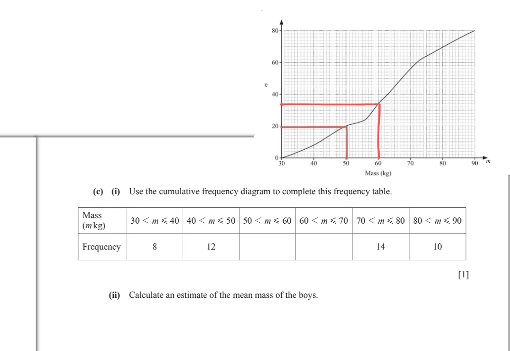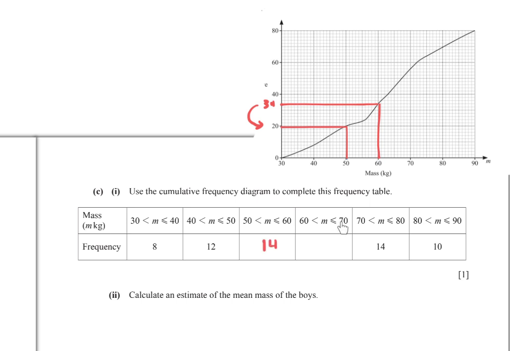3 squares before 40 and each square represents 2, so 34. Now subtract, so 34 minus 20 equals 14, so 14.